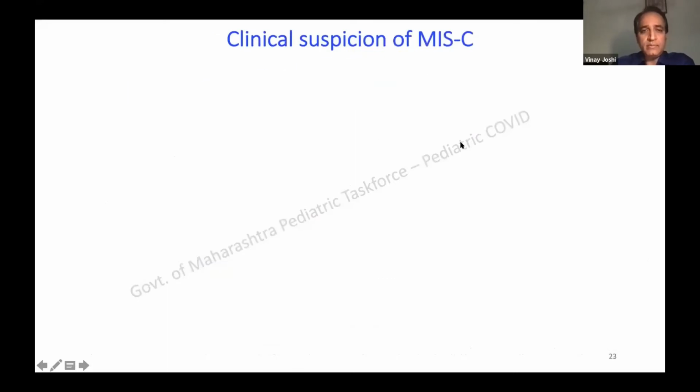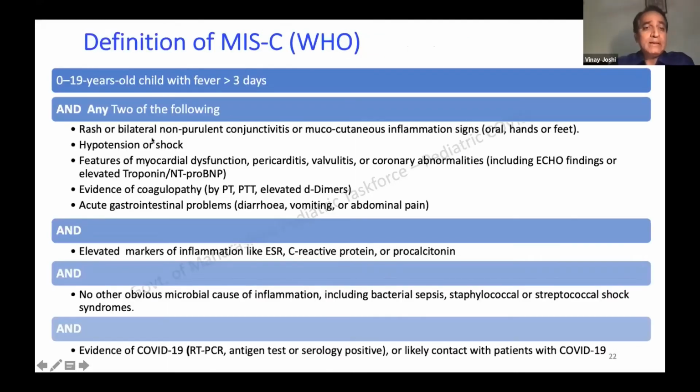Child in shock, or child has hypotension. There are features of myocardial dysfunction, pericarditis, valvulitis, or coronary abnormalities. Now this includes echo findings or elevated troponin or NT-proBNP. These are the cardiac markers basically. So if they are elevated, if they are abnormal, that again qualifies for involvement of the heart. Evidence of coagulopathy in the form of deranged PT, PTT, or elevated D-dimers.